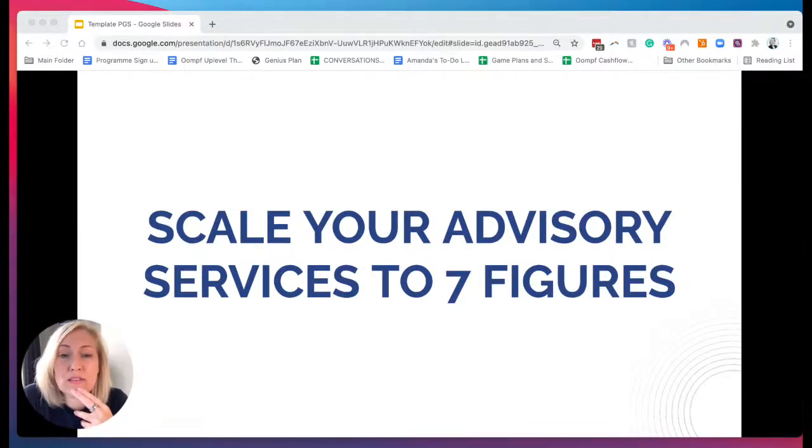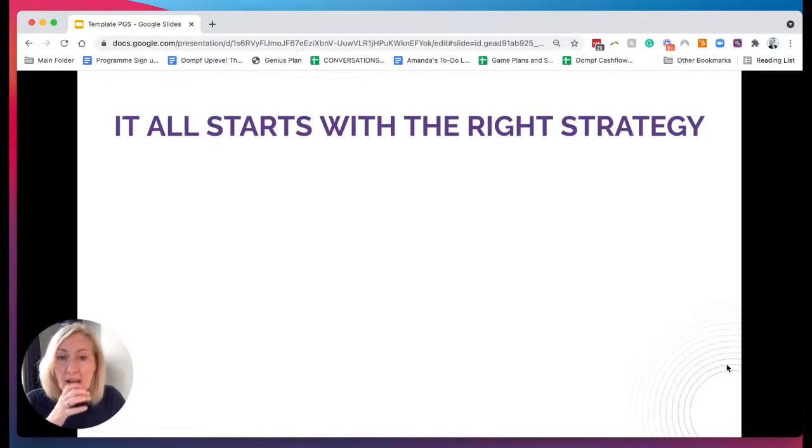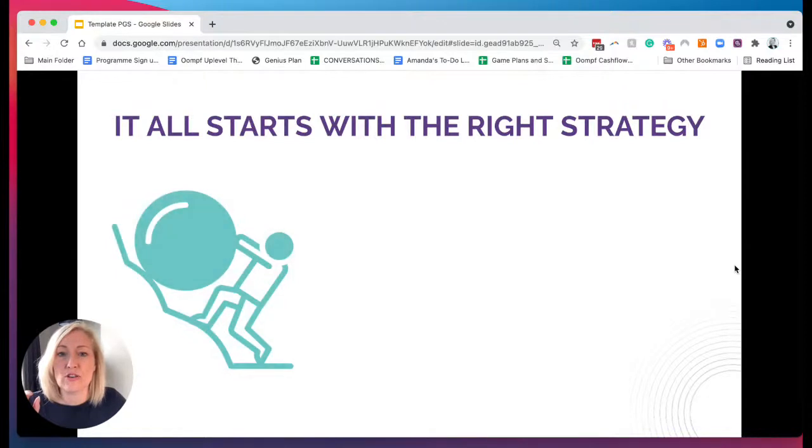Now, what I'm going to run through with you today is an overview of the 3 key things that you need to be doing to enable you to scale your advisory services to 7 figures. So let me dive on in. The best thing about advisory is that it is totally doable, but it all starts with the right strategy. You need to have the strategy in place.